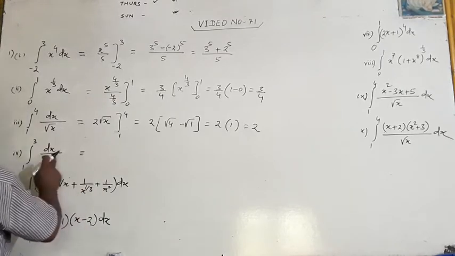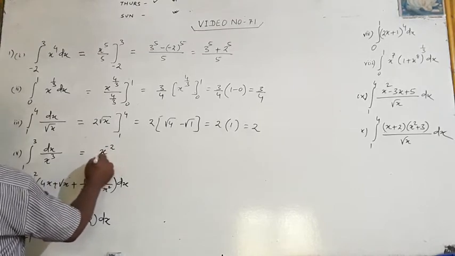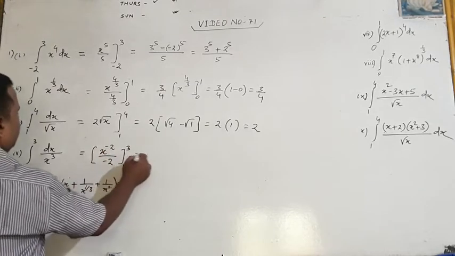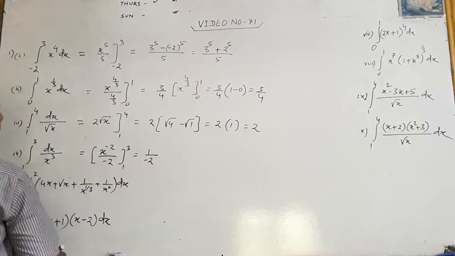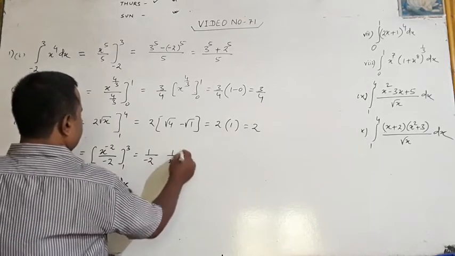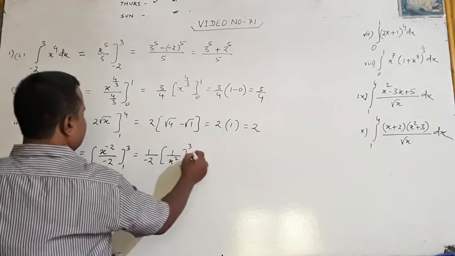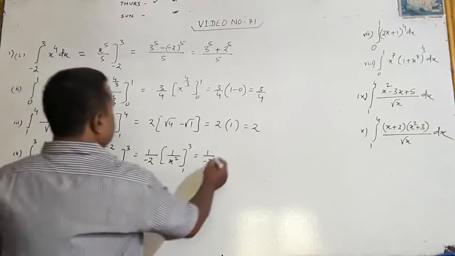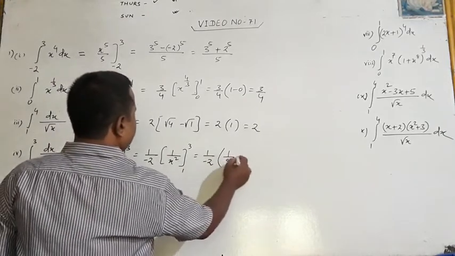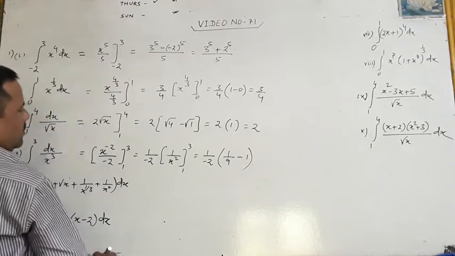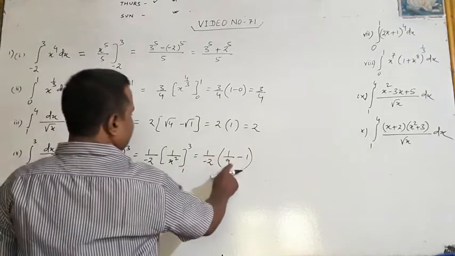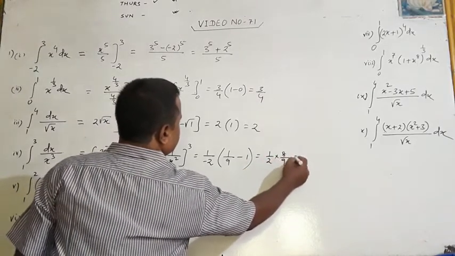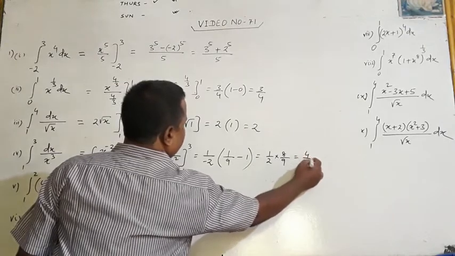It is x to the power minus 3 plus 1, that is x to the power minus 3 plus 1 by minus 3 plus 1. That is 1 by minus 2, into 1 by x square, and you put here 1, then 3 here, 1 by minus 2. Okay, then put that 3 here, 1 by 9 minus 1. So the result is minus 8 by 9 into half, that is 1 by 2 into 8 by 9. The answer will be 4 by 9.